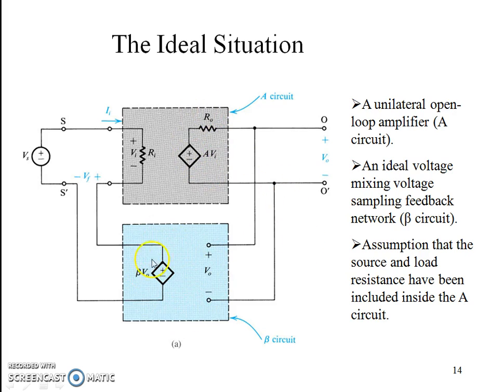And this is the beta circuit. What is the beta circuit? The beta circuit is the sampling feedback network. And the A circuit is what? It is a unilateral open loop amplifier.